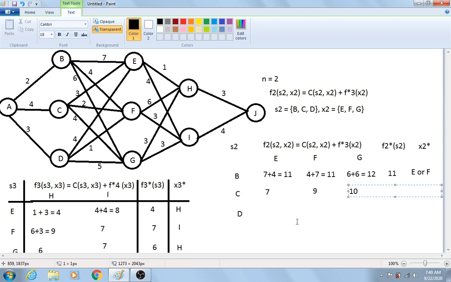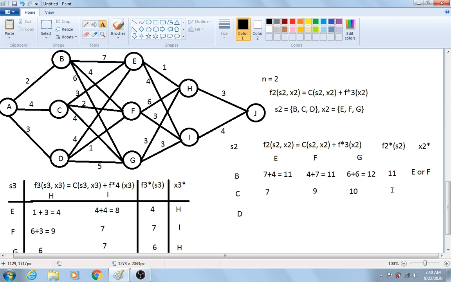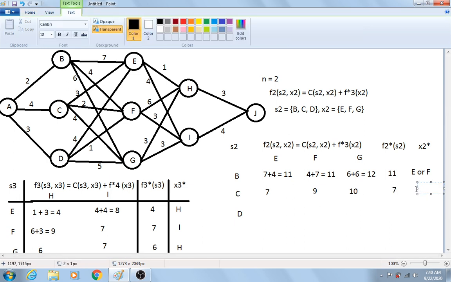So what is the lowest cost? The lowest cost is 7, and 7 is given by E. Okay. From D to E, the cost is 4. So here it is also 4. 4 plus 4, it is 8.